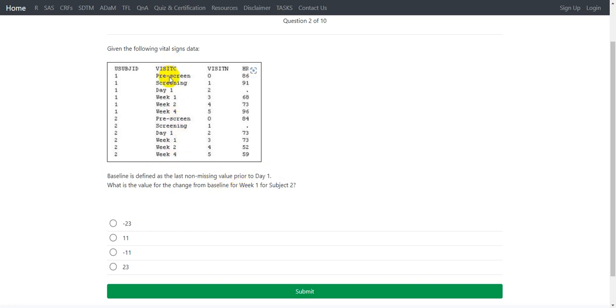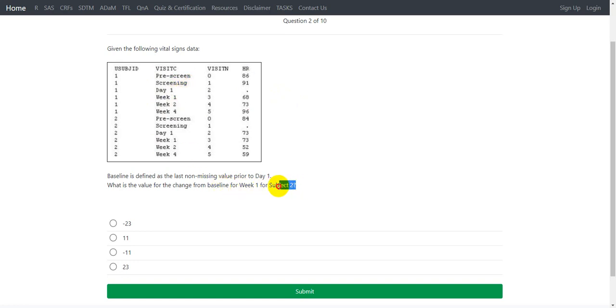If we take a look at the data, there are visits like pre-screening, screening, day one, week one, two, four, and so on for both the subjects. So it says last non-missing value prior to day one. So any collection before day one, the last non-missing value, is considered as baseline. So we have two visits which could be considered for baseline, pre-screen and screening, and the last available, which means the latest available value, becomes our baseline.